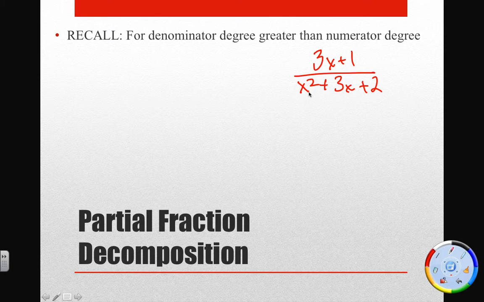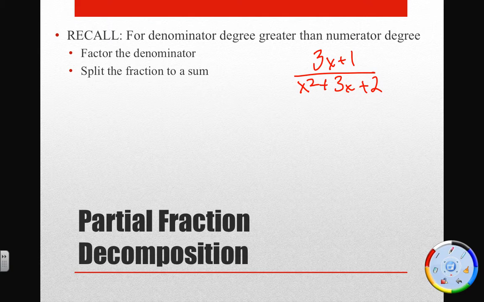And you notice that this has a square in the bottom and a linear in the numerator. Really what we want to be able to do is integrate this ugly thing. Well, we can't really integrate this straight away without using PFD, partial fraction decomposition. So you've got to remember, factor the denominator. You need to split that fraction into a sum of two fractions, or more fractions if the denominator is a cube or something. And you need to solve for the missing variables.